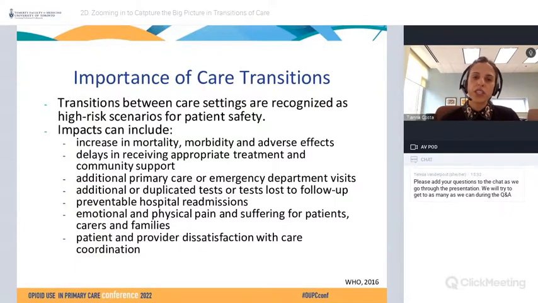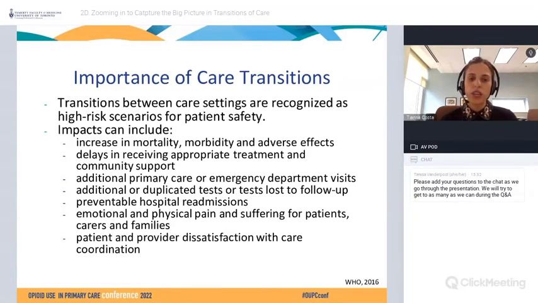We know that transitions of care are recognized as very high-risk scenarios. Studies have shown that poor transitions of care can lead to increased morbidity and mortality, as well as adverse effects, delays in receiving appropriate treatment and community support. It can result in patients having additional primary care visits or emergency department visits, additional or duplicate tests that are ordered, or even tests that are ordered and completed, but not necessarily followed up on, preventable hospital readmissions.